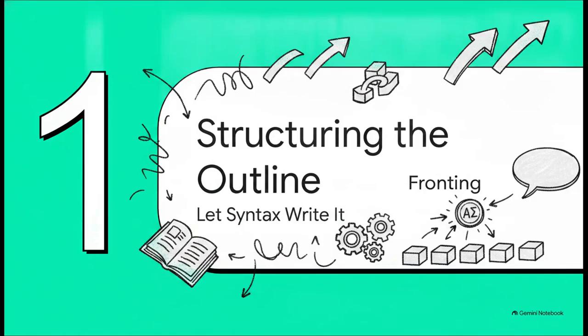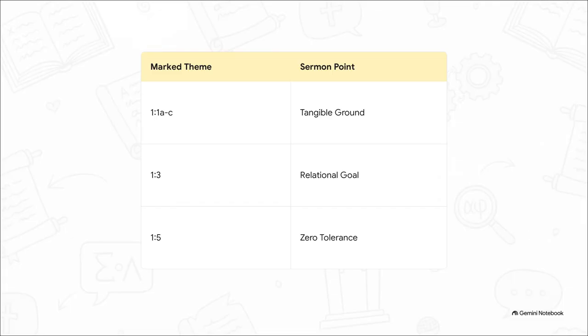Step 2. Structuring the expository outline, or basically letting Koine syntax write your sermon. Now, what's really interesting here is how fronted sensory verbs and structural themes literally hand you your expository outline on a silver platter. Take a look at verse 1. The author massively front-loads these sensory relative clauses, that which we have heard, which we have seen, long before ever giving us the main verb.